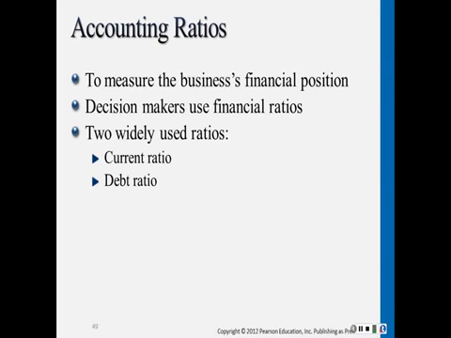Two of the most widely used decision aids in business are the current ratio and the debt ratio. The current ratio measures liquidity within 1 year by comparing current assets to current liabilities. The debt ratio measures the ability to pay liabilities in the long term by comparing all liabilities to all assets. The different ratios give different views of a company's financial health.